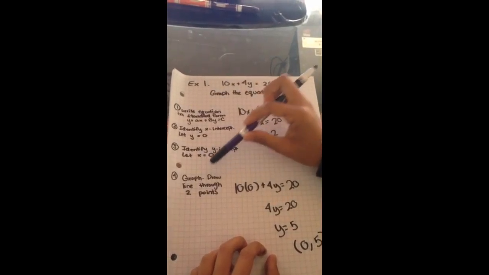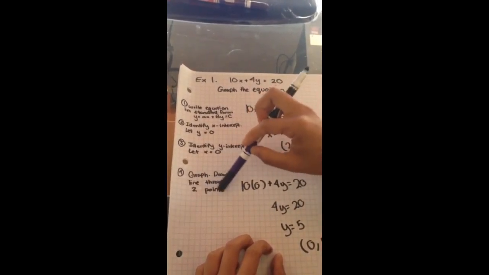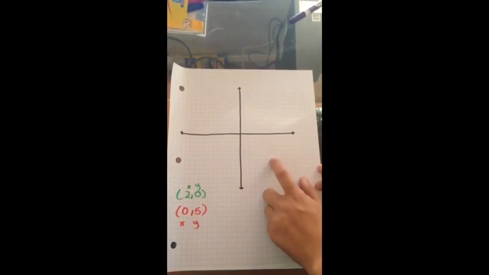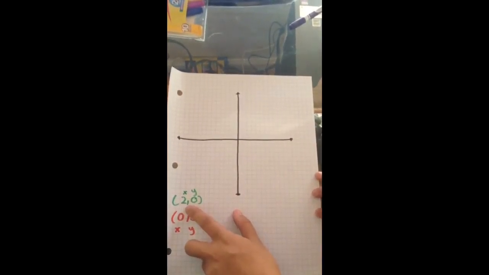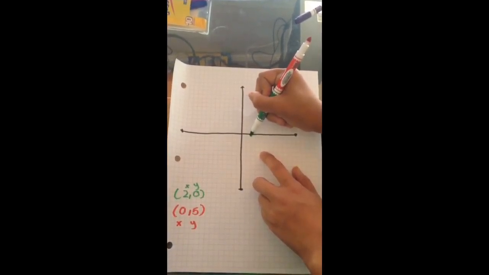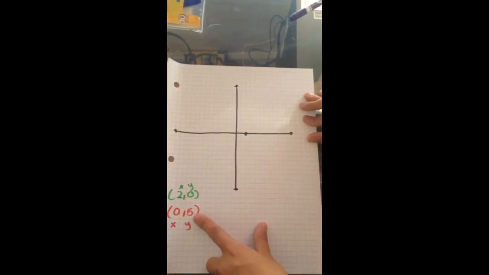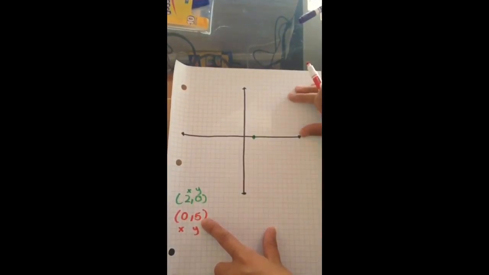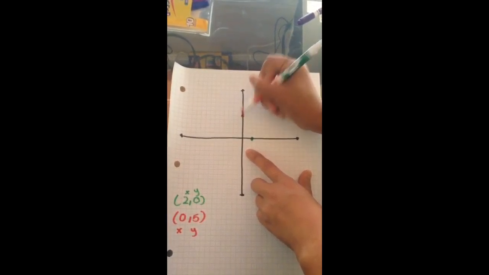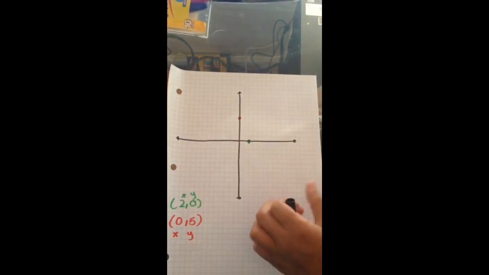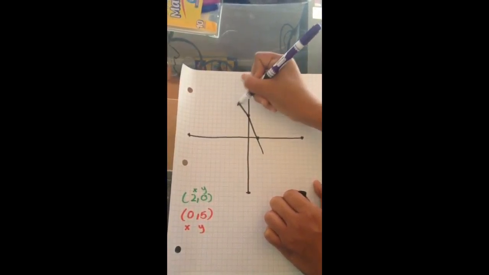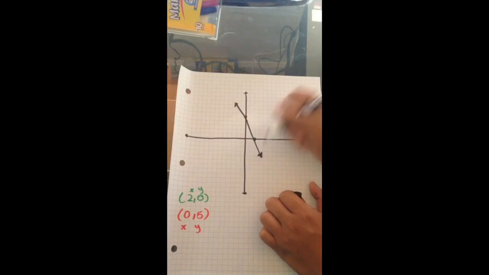And our last step is to graph and then draw a line through the 2 points. So our final step is to basically plot the 2 points in our graph. Our x-intercept is 2, so we plot that on our x-axis. So 1, 2. And then our y-intercept is 5, so we plot that on our y-axis. So 1, 2, 3, 4, 5. And what we're going to do is just connect the points together. So basically, this is our graph.